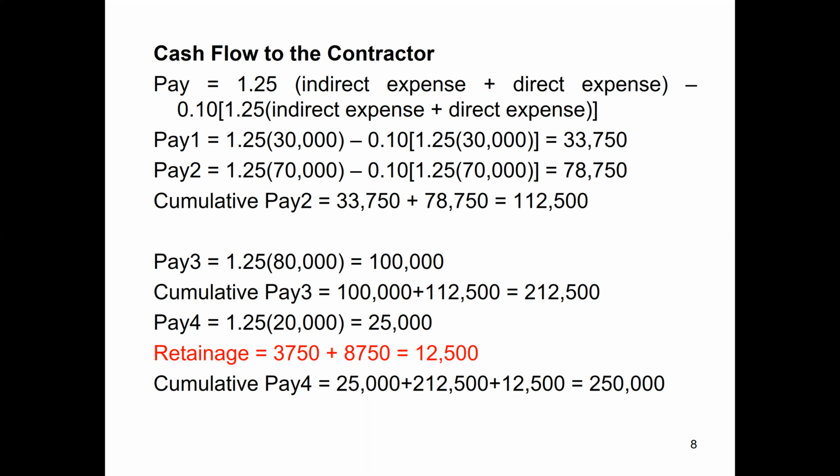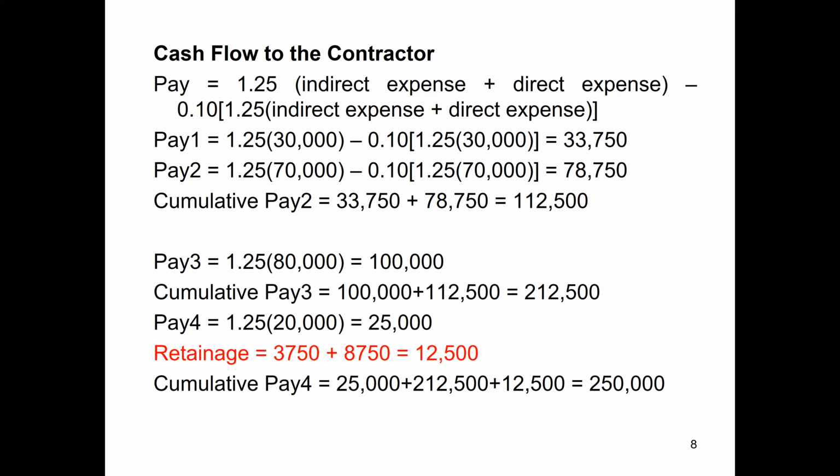In this case, it's given as 10% retainage. But anyway, if the work is handed over by the contractor in a good way, the retainage will also be returned with the last payment. So then it means the total cumulative payment will become 250,000, including the profit.